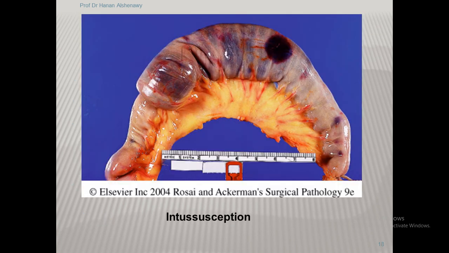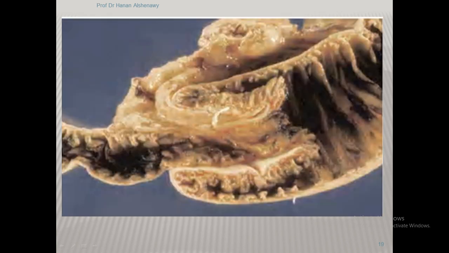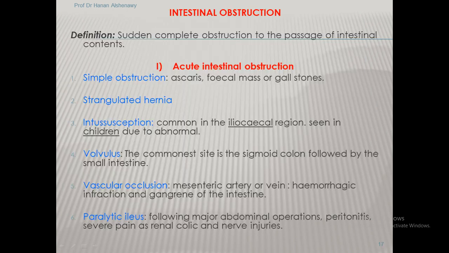Intussusception, what is this? I mean a small part of the loop inserted into another part of the loop, just like socks. This is intussusception. Part of the loop enters another part of the loop, causing obstruction here. Volvulus means that part of the colon, especially the sigmoid colon, turns around its axis.